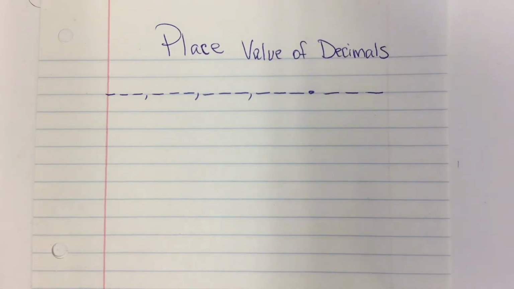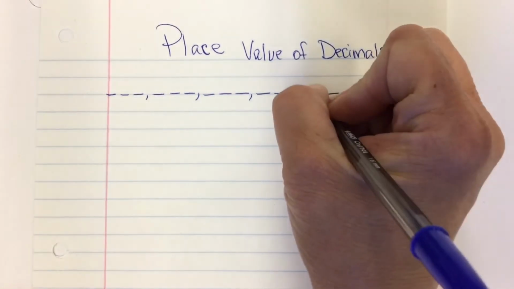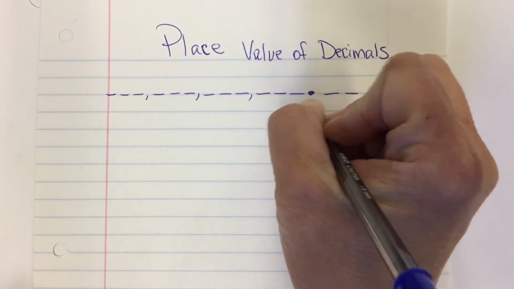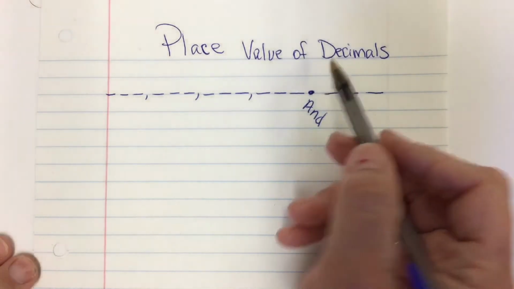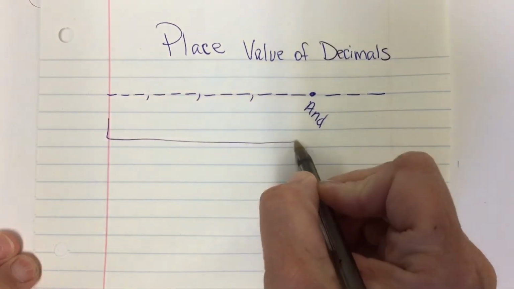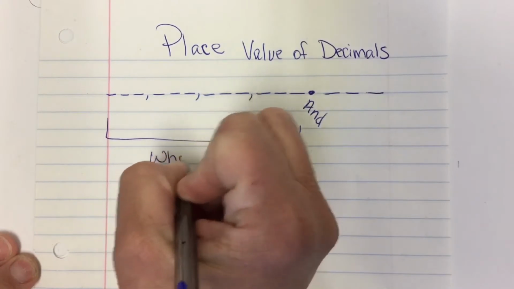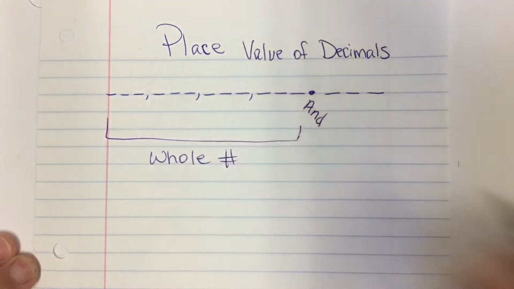All right, so place value of decimals is what we're working on. Here's your decimal, and the decimal always says "and." Anything that comes behind the decimal says "and." All right, so looking over here, we've got our whole numbers. Anything to the left of the decimal is a whole number.